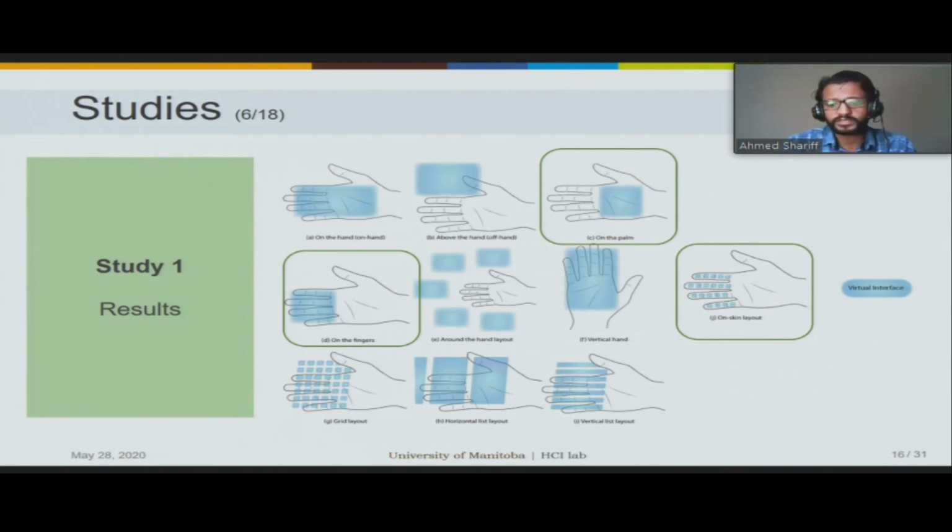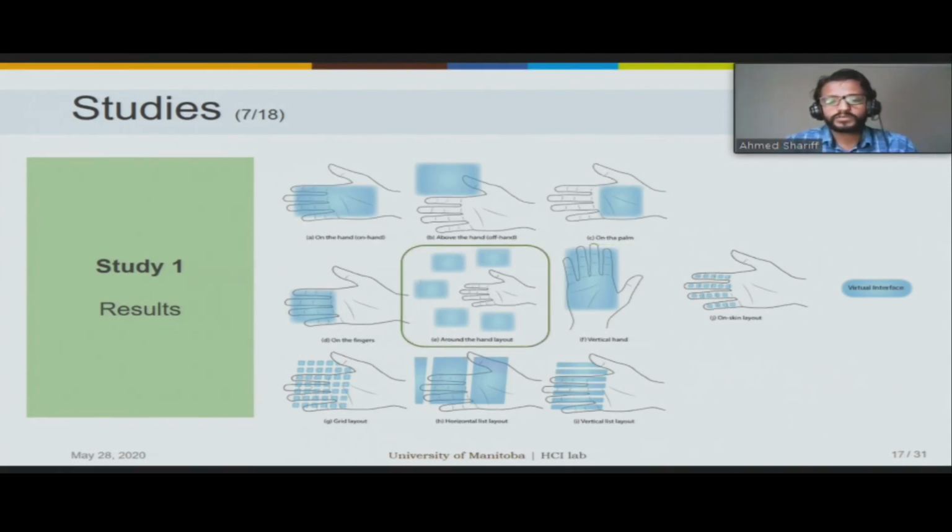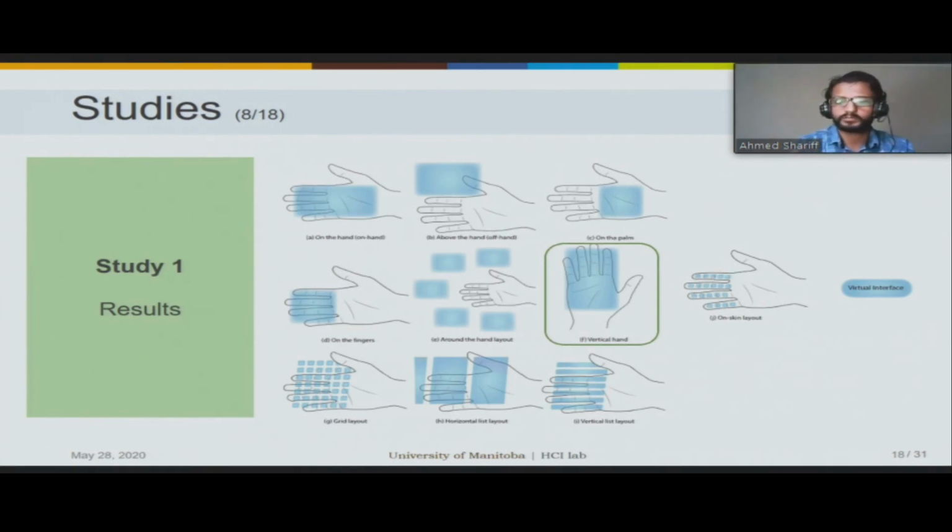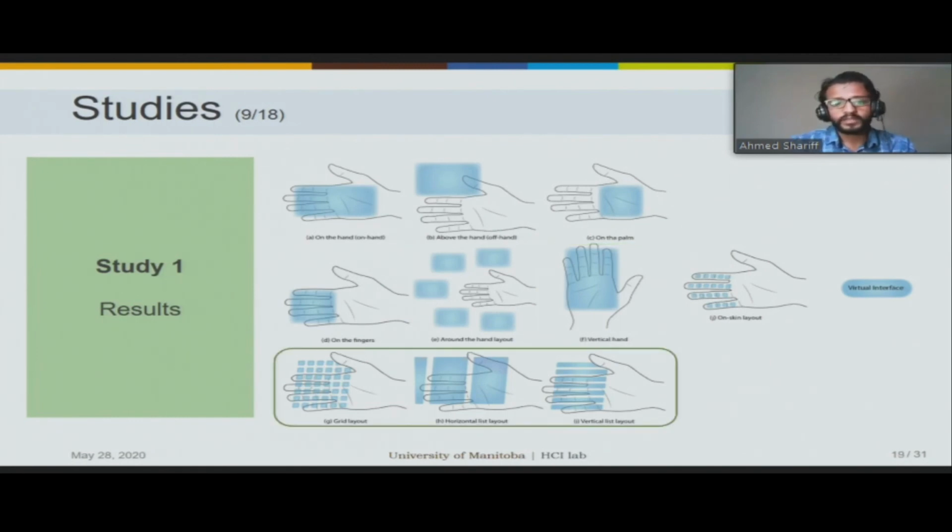Some participants actually preferred laying out the interface on the skin itself. Another layout we saw is that people preferred not just using the hand, but also the larger space around the hand. Some participants also noted that holding the hand vertically resembles the smartphone, so they preferred that. With regards to arranging elements for a particular interface, there were 3 different layouts: the grid layout, the horizontal list layout, and the vertical list layout.